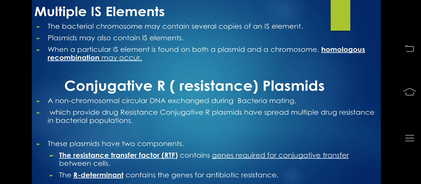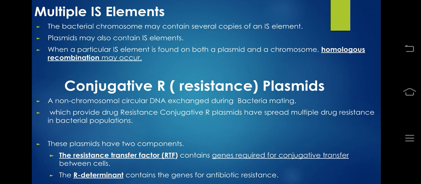Then multiple IS elements. The bacterial chromosome may contain several copies of an IS element. Plasmids may also contain IS elements. When a particular IS element is found in both a plasmid and a chromosome, homologous recombination may occur.